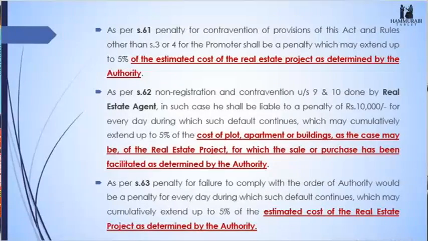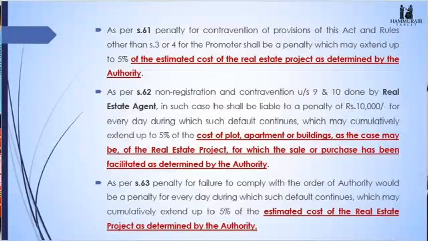Then we have section 62. Now this is an offence prescribed for real estate agents. So there is a need that real estate agents should be cautious when they are dealing in the matters. It says that in non-registration and contravention, the liability is a penalty of 10,000 for every day during which such default continues, which may cumulatively extend up to 5% of the cost of plot, apartment or building, as the case may be, of the real estate project for which the sale or purchase has been facilitated, as determined by the authority.